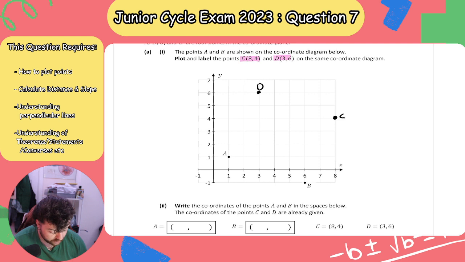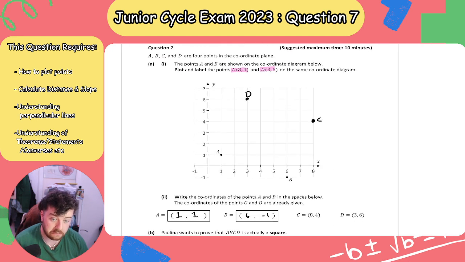Write the coordinates of point A and B in the spaces below. The coordinates of C and D are already given, so we need to write down A and B. A was 1, 1, because it's 1 on the x-axis, 1 on the y-axis. B, it's 6 on the x-axis, but minus 1 on the y-axis. So it's going to be 6, minus 1. And that's the first part done there. Easy peasy lemon squeezy.